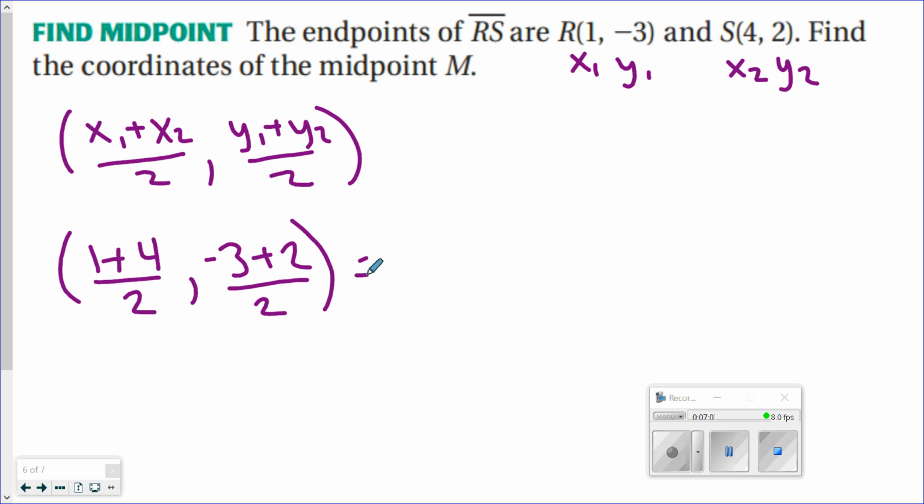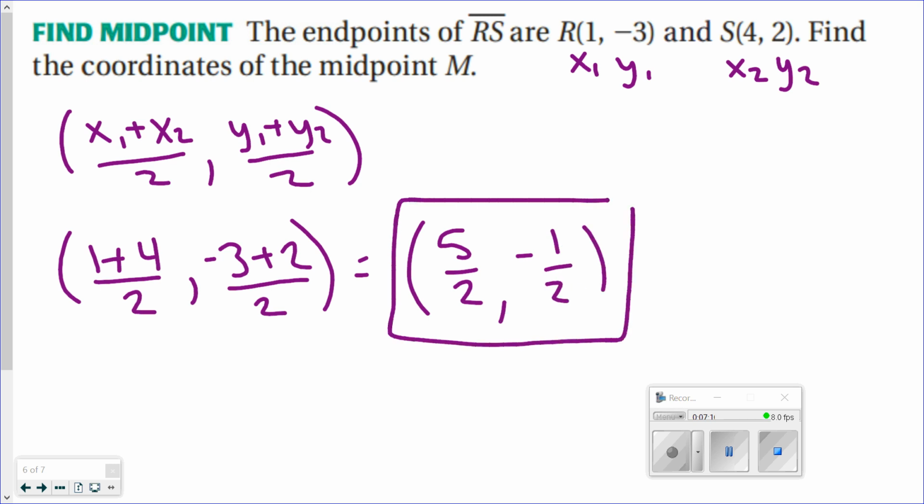Now I need to simplify this, and I end up getting 5/2 and -1/2. If you keep those as decimals, that's okay as well. So either decimal or fraction will also work here.